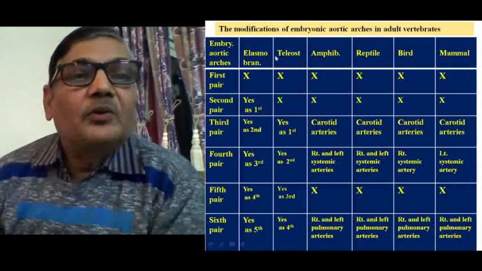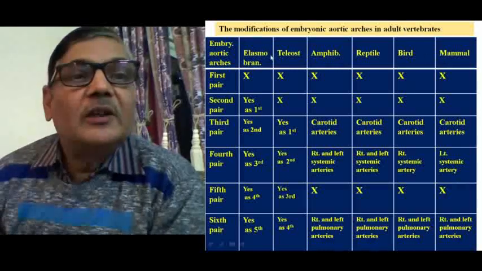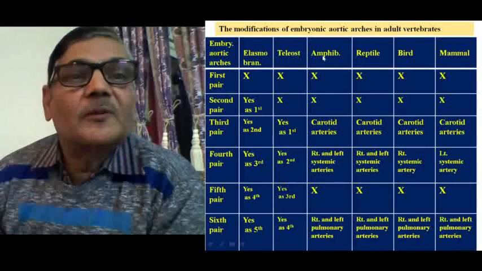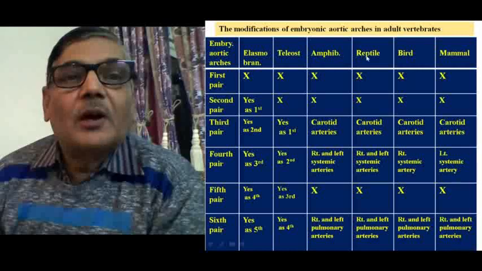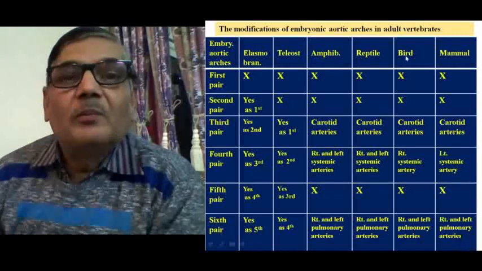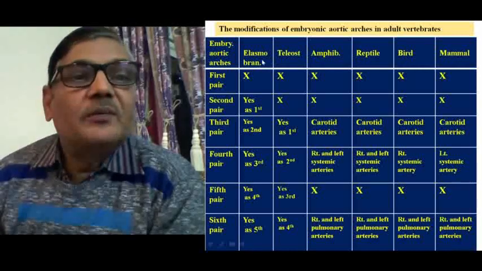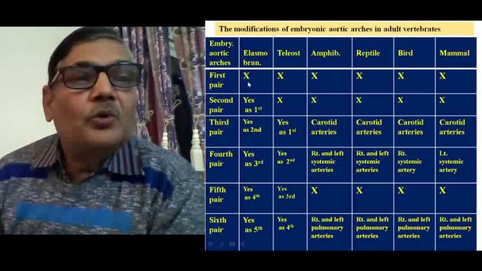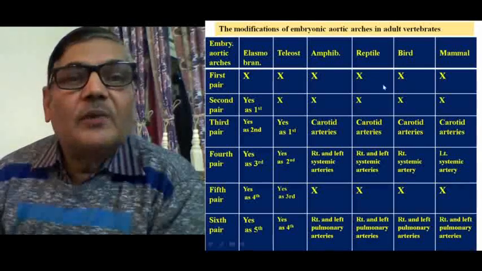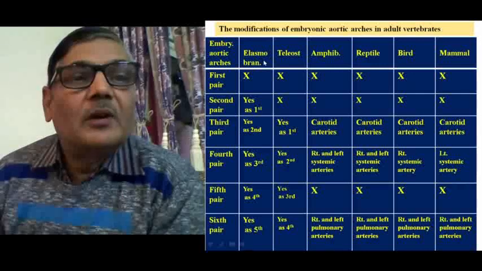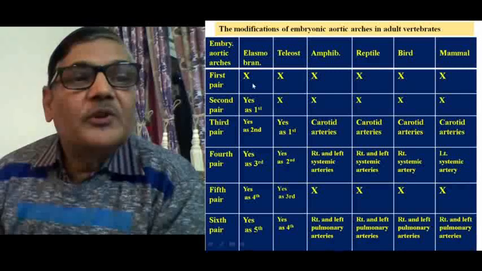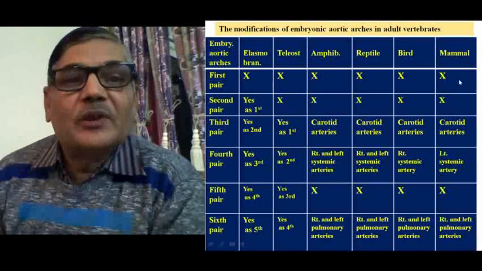Then the different groups of vertebrates are shown on the upper region, that is elasmobranchs, teleost means bony fishes, then amphibians like frog, reptiles like lizards, birds and mammals. So these are different groups of vertebrates. And see, the first pair of embryonic arches totally disappears in all these forms, that is starting from cartilaginous fishes like elasmobranchs up to mammals. The first pair of aortic arches is totally absent.